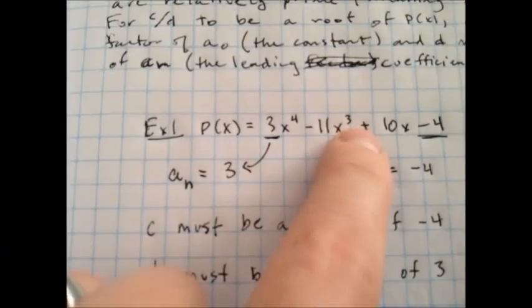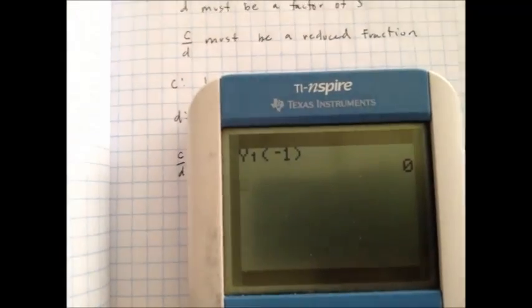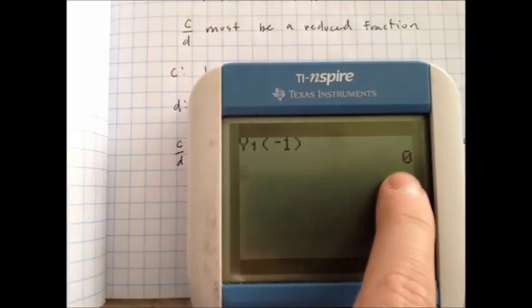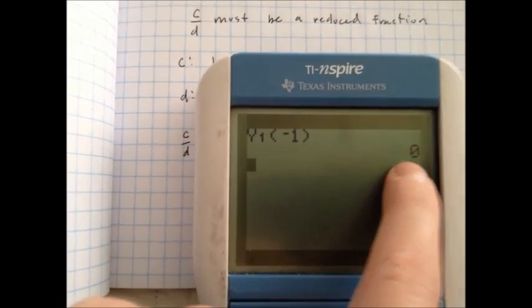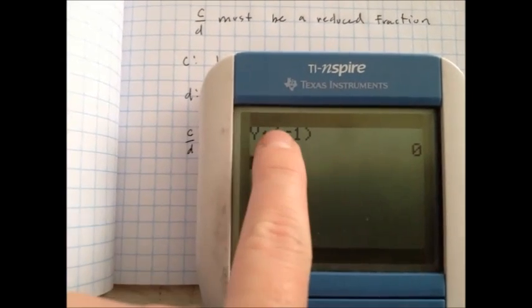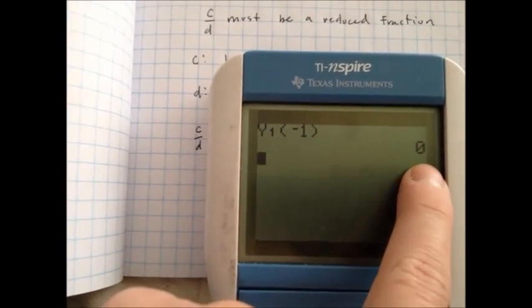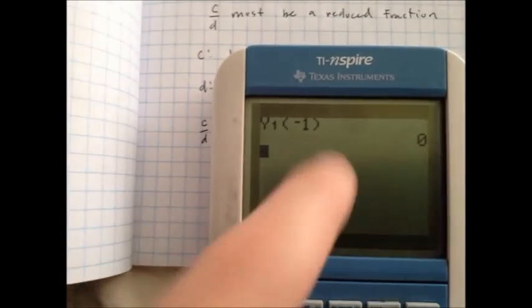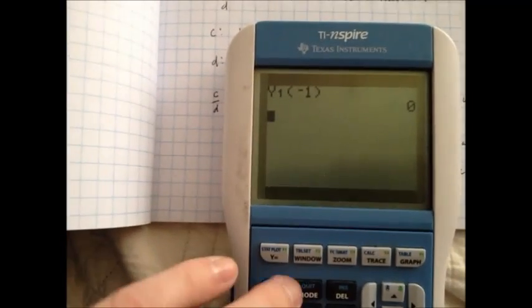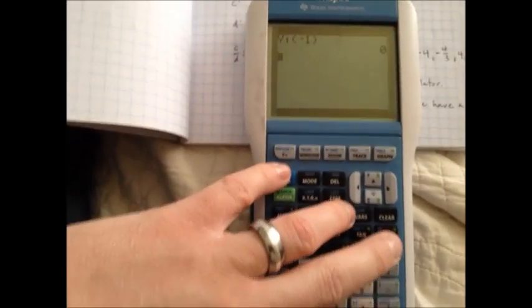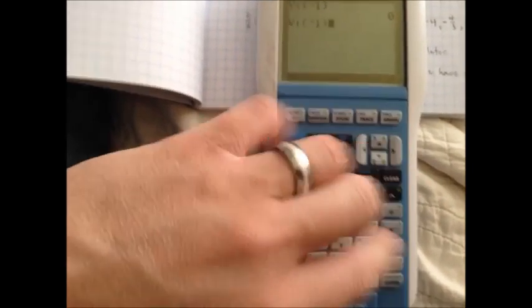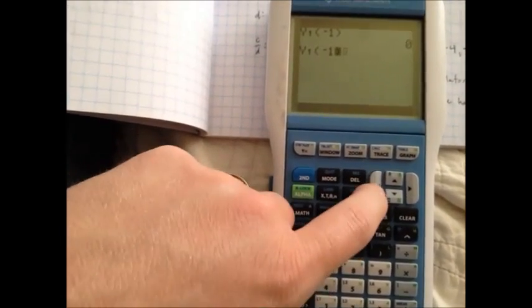Negative 1 cubed plus 10 times negative 1 minus 4. And so what it does is it gives us that function value. So I now know that negative 1 is in fact a root because it gave me 0. So just for grins, I'm going to show you what happens if we don't. I can press second, enter, and notice that comes back up.